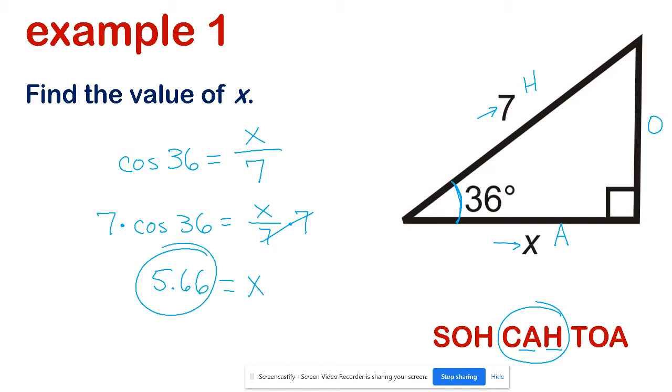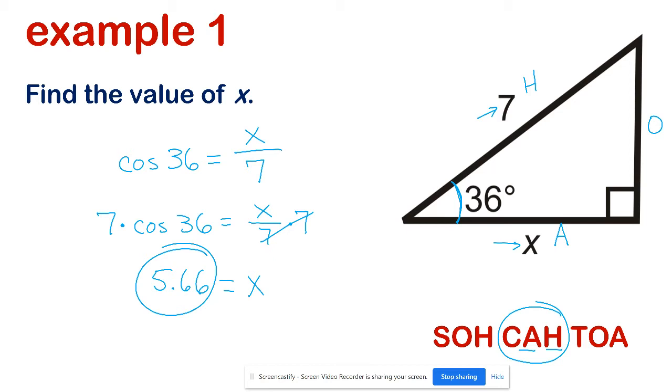That's it. And again, always check to make sure your answer is realistic. I know on this triangle, 7 is my hypotenuse. So 7 is the longest side. So I'm looking for a number that's got to be smaller than 7. And 5.66 seems pretty reasonable for the triangle that we're working with. It makes a lot of sense to me that the length of x would be a little bit bigger than like 5.5. So that's how these work.